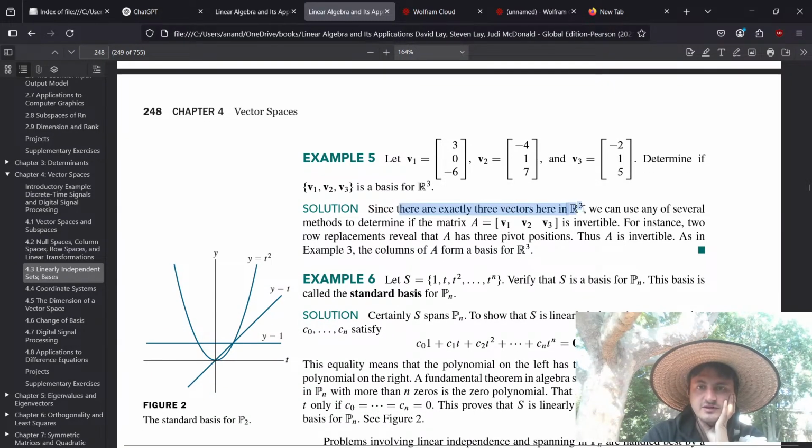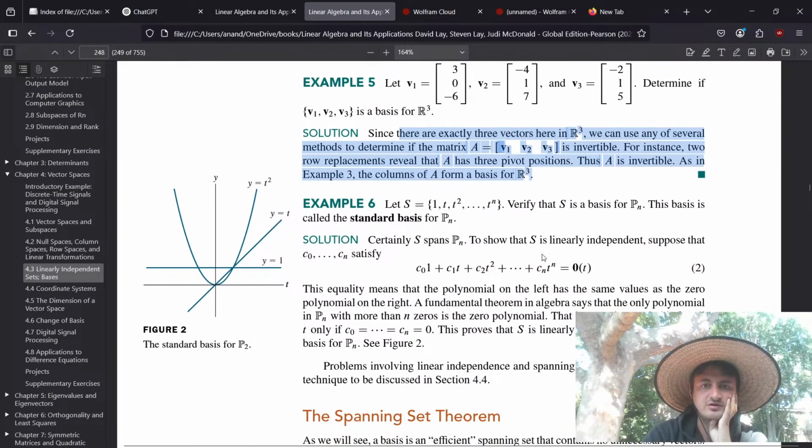Since there are exactly 3 vectors here in R3, we can use several methods to determine if the matrix is invertible. For instance, row replacement reveals that A has 3 pivot columns, thus A is invertible. As in example 3, the columns of A form a basis for R3.